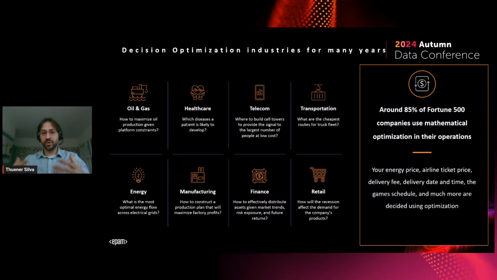I know that a lot of people don't know about it, but your energy price comes from some kind of mathematical optimization. The cost of energy in a lot of countries comes directly from an optimization model. Airline tickets, delivery of products to your home, right? There are several others using optimization. So it's all over there. There are hundreds of applications in the industry using it.